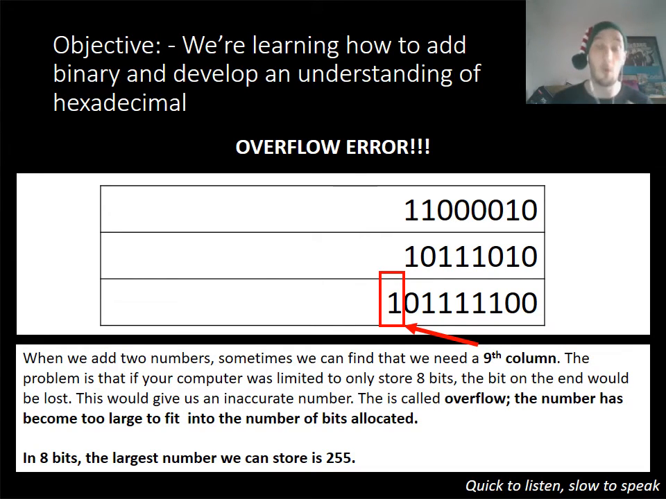Now, you need to know what an overflow error is in your GCSE, and you need to be able to explain that in as much detail as I have just put here on this slide. So you would end up with an extra bit which doesn't fit into a byte, and this would be lost and it would give you an inaccurate number. You may have to add 2 numbers together in your GCSE paper, and you need to be able to explain what an overflow error is. So bear that in mind.